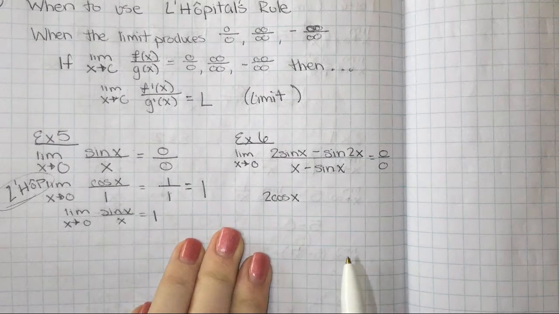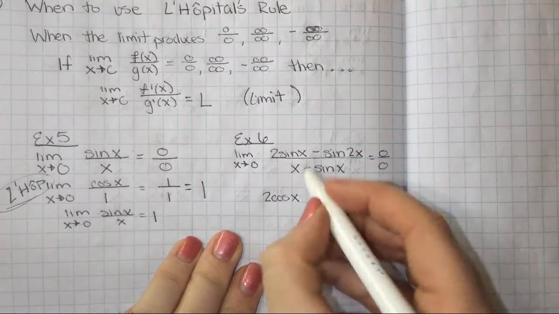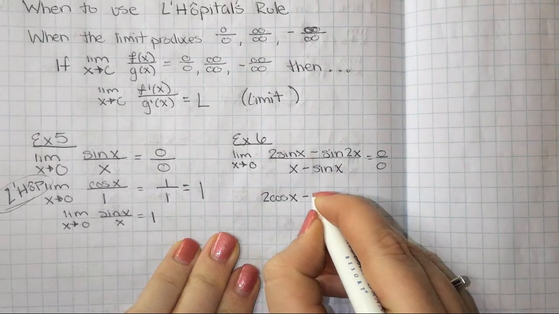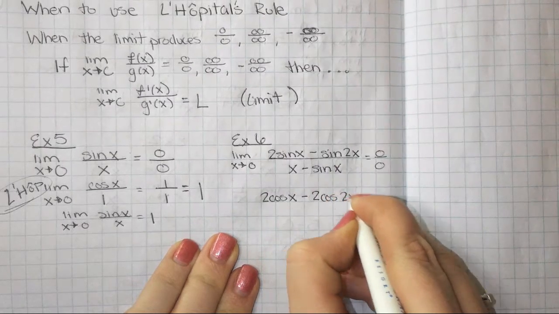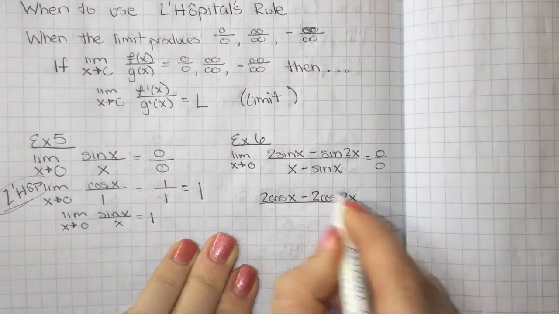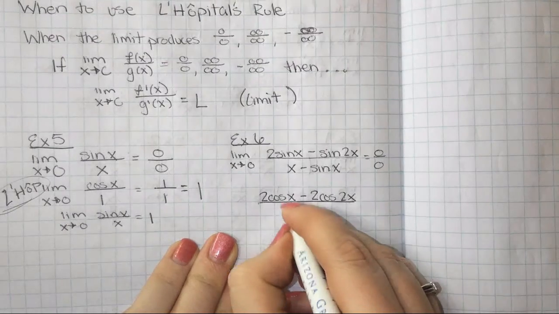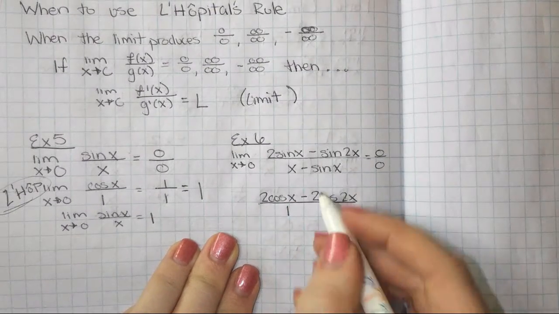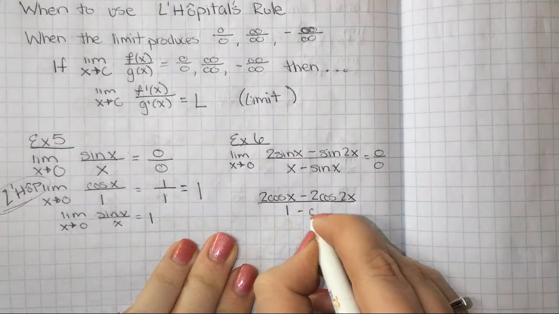Negative, it's a chain rule. So yep, minus 2 cosine 2x. Derivative of x is just 1, I can dig that one. Okay, derivative of sine is cosine, so minus cosine x.